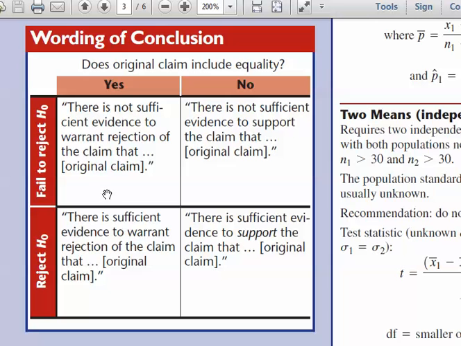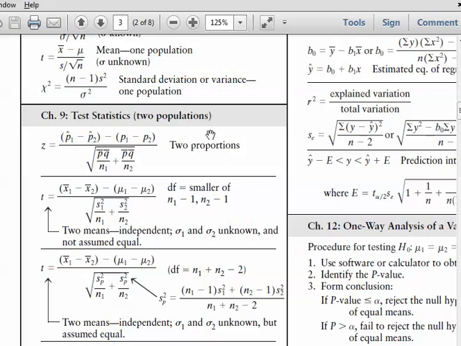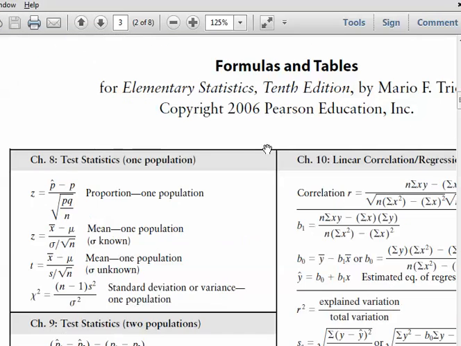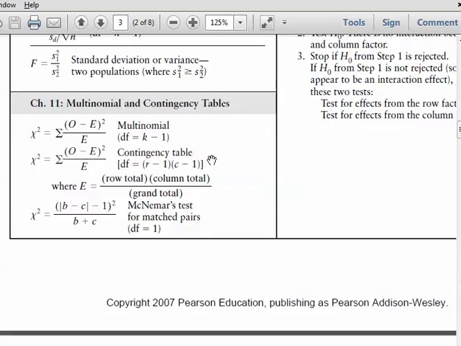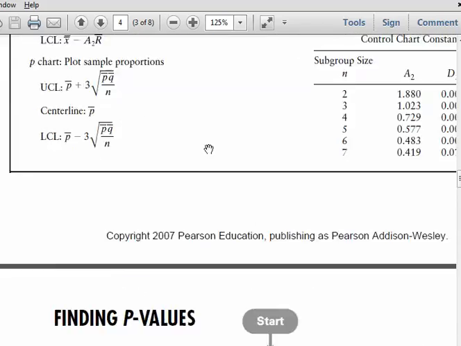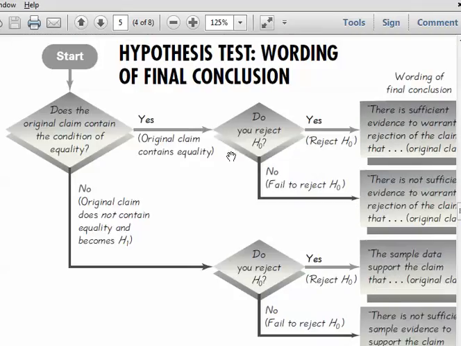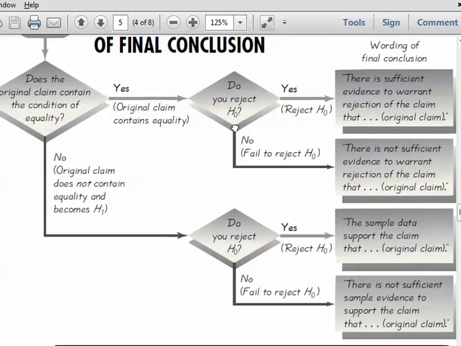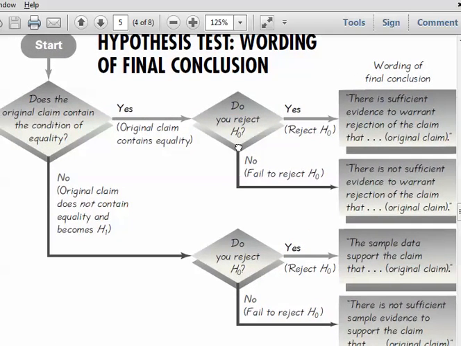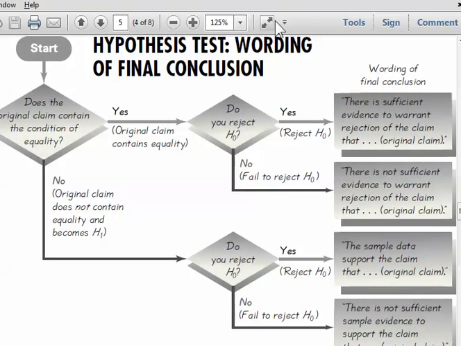So that's kind of good, but is that the same thing as saying that we support the claim that they are equal? Isn't that a good question? Is it the same? In fact, I'll go to another, this is that formula sheet again. I'll go to another representation of this final wording. And here it is. There's a whole flow chart for it. Let's see if I can fit it all in.